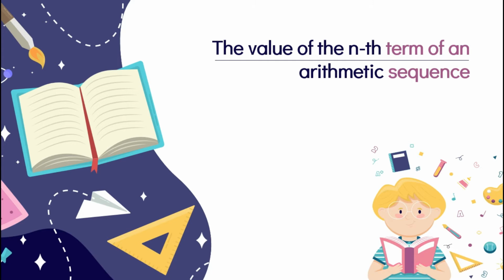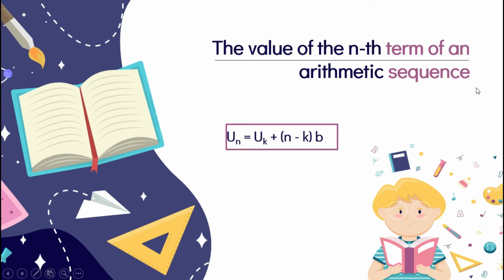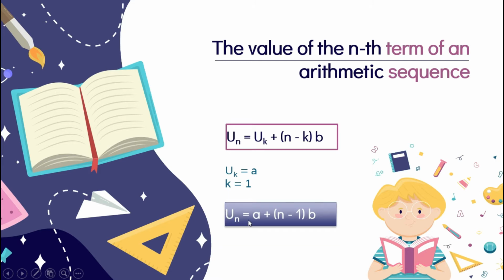To find the value of the nth term of an arithmetic sequence, it can be found by knowing the value of the kth term and the difference between adjacent terms. The formula is un equals uk plus n minus k multiplied by b. If what is known is the value of the first term, uk equals a, and the difference between the terms, then k equals 1 and the value of un is un equals a plus n minus 1 multiplied by b.